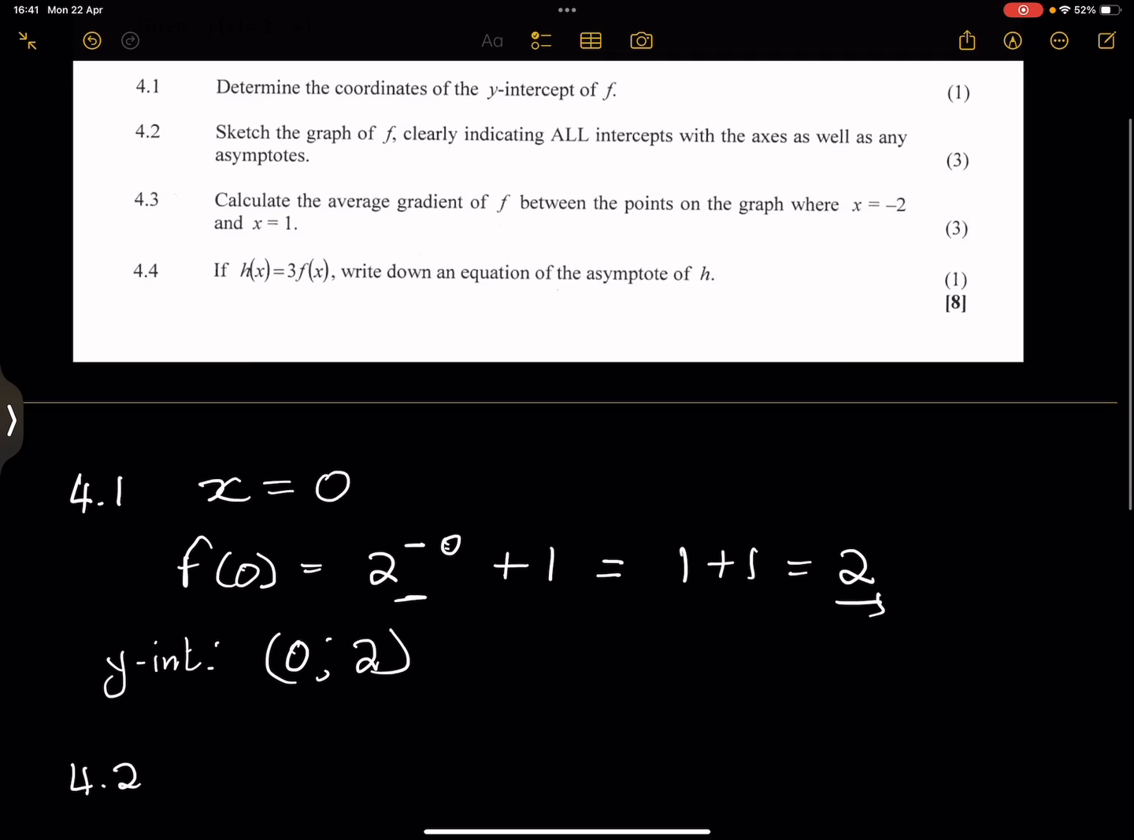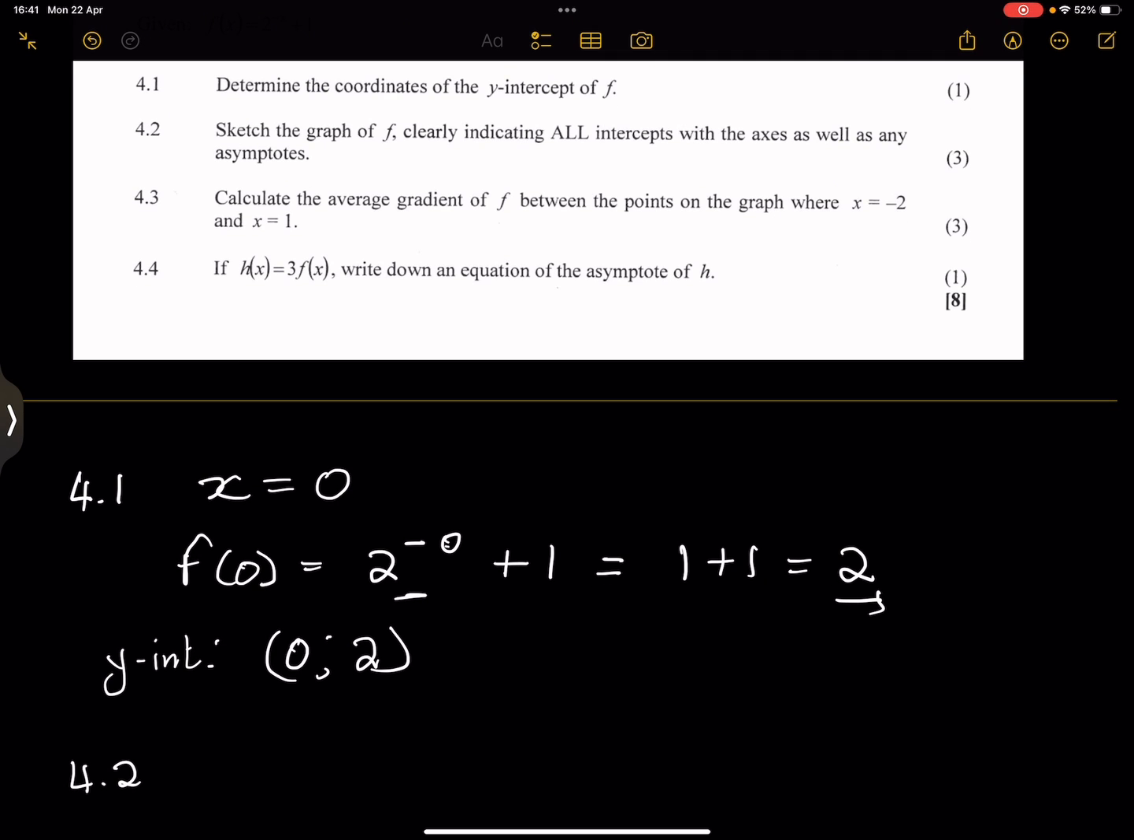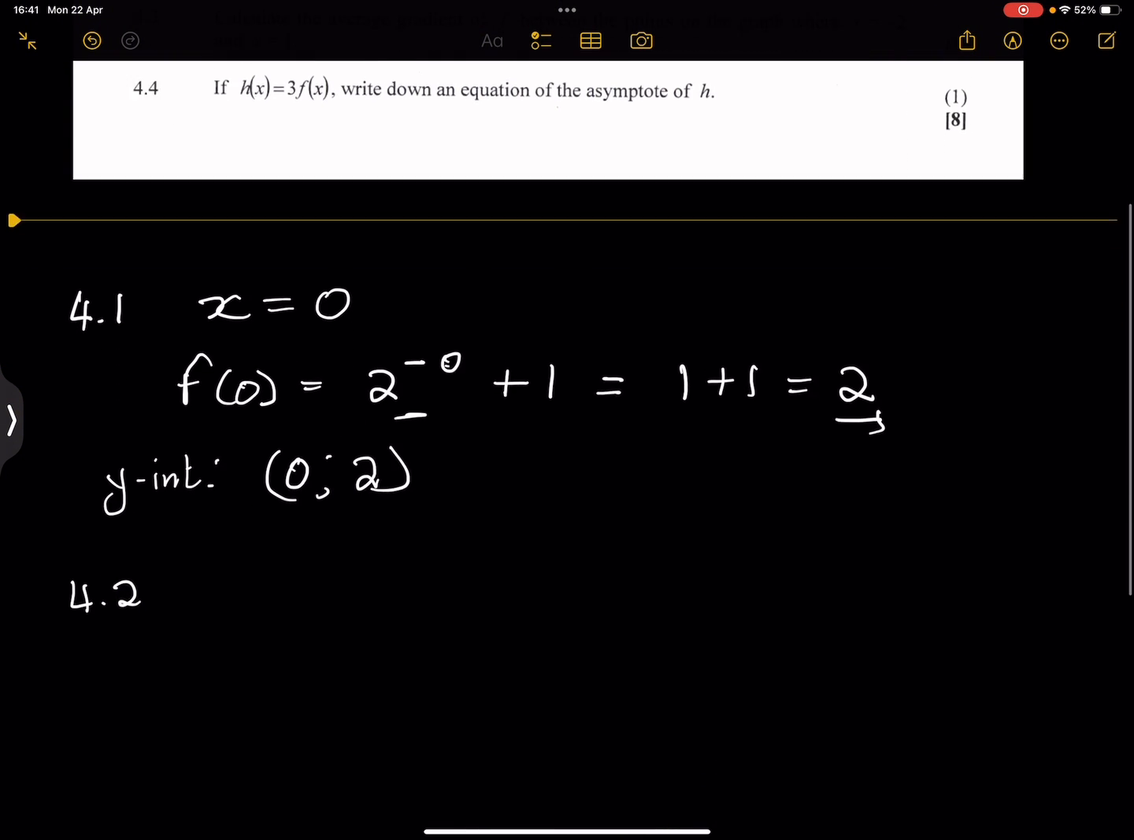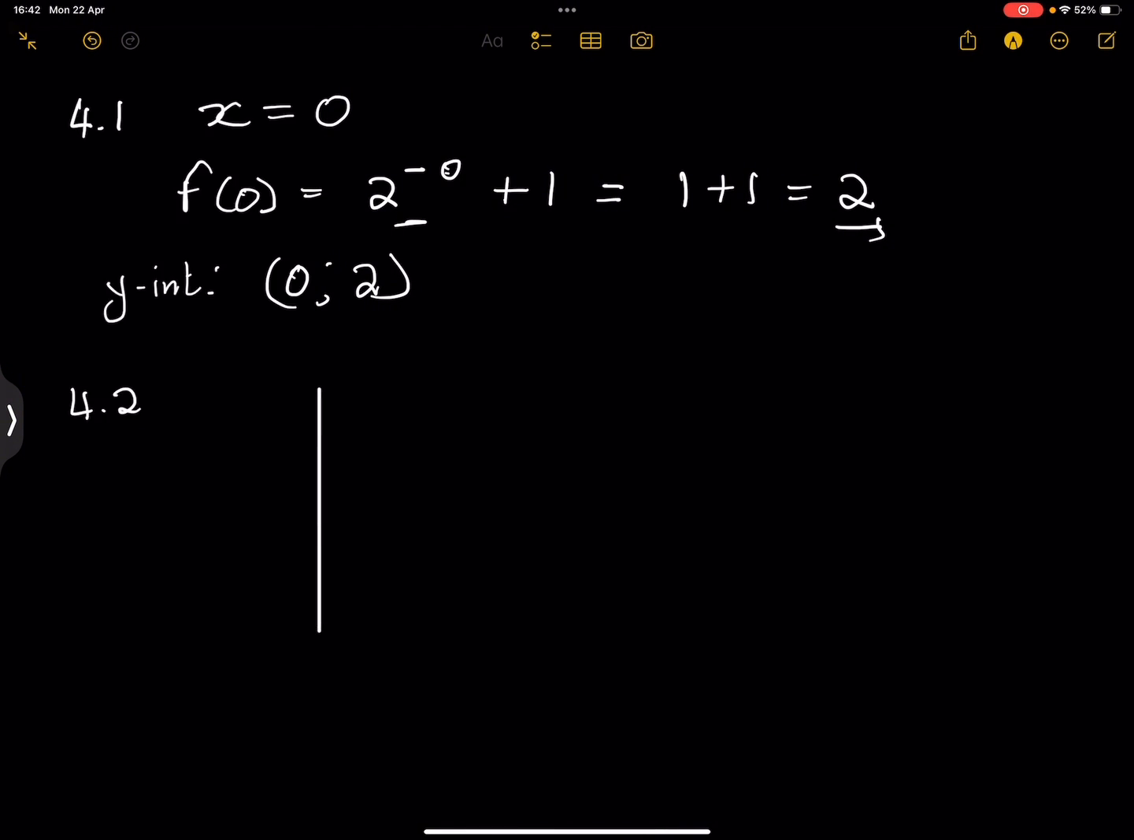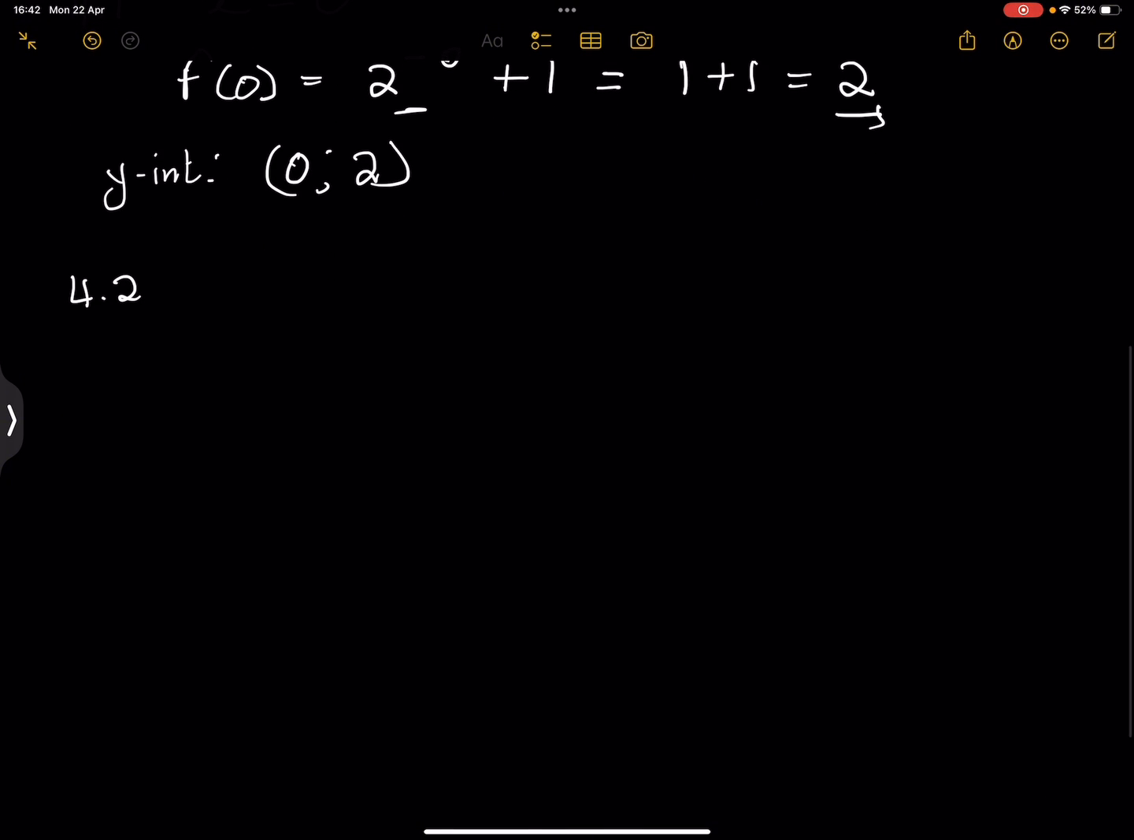Okay, right, the next question. It says sketch the graph of f, clearly indicating all intercepts with the axes as well as any asymptotes. Now remember guys, this is what a normal exponential graph would look like. But please remember, in this case we have the x value being negative, which means it's a reflection around the y-axis. Please go and watch my videos on functions.